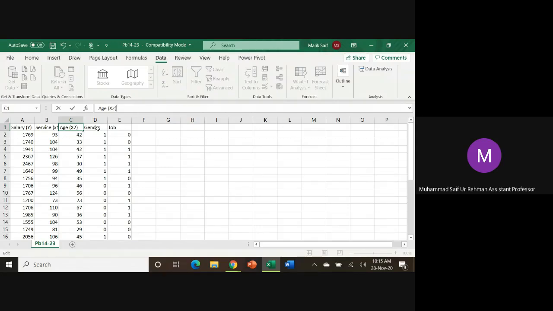Then there comes gender. This is basically a dummy variable, and as I have already explained, the dummy variable is the variable that could only have two values. One is 0 and the other is 1. So you can write it as x4. Sorry, x4.